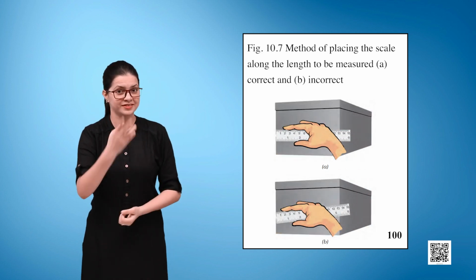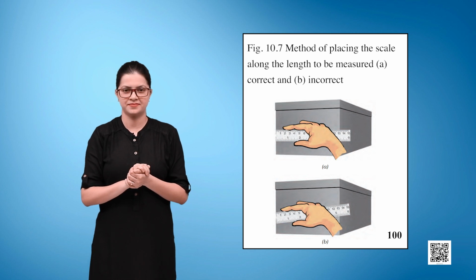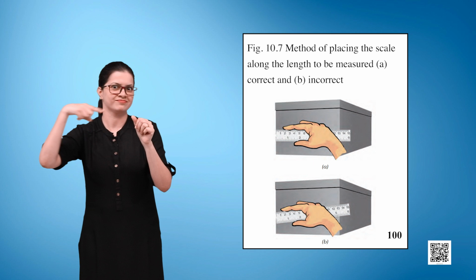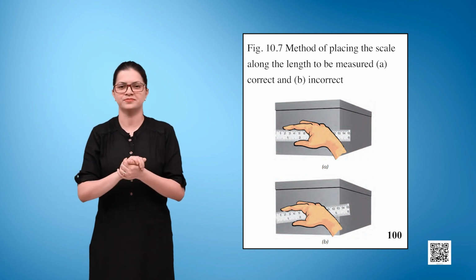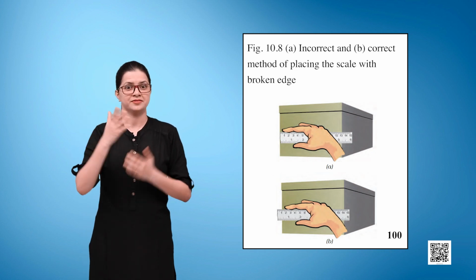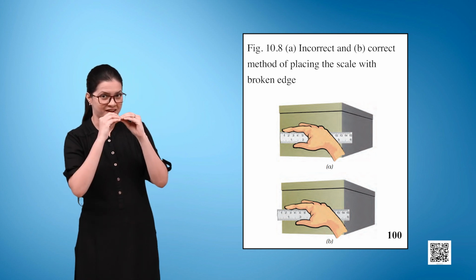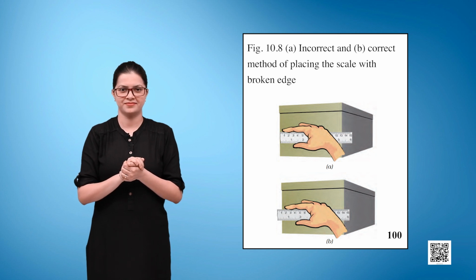Figure 10.7 shows the method of placing the scale along the length to be measured. A is correct and figure B is incorrect. Figure 10.8 shows A is incorrect and figure B is the correct method of placing the scale with a broken edge.